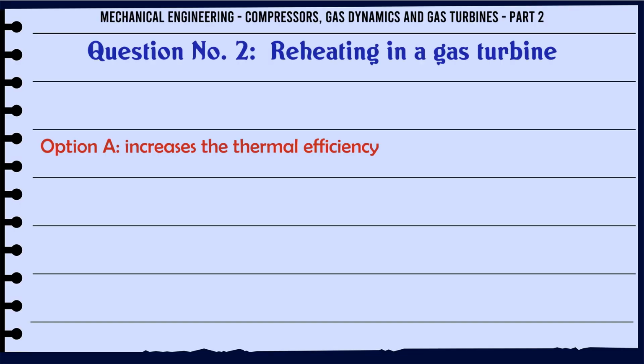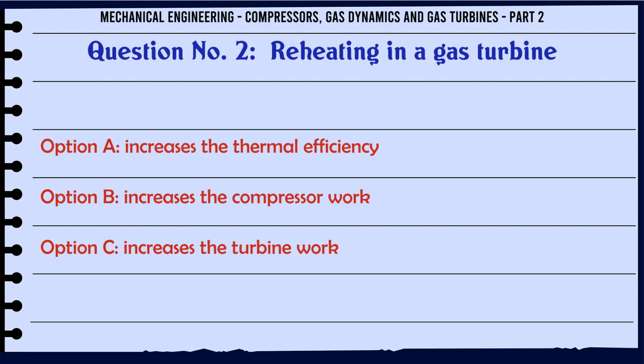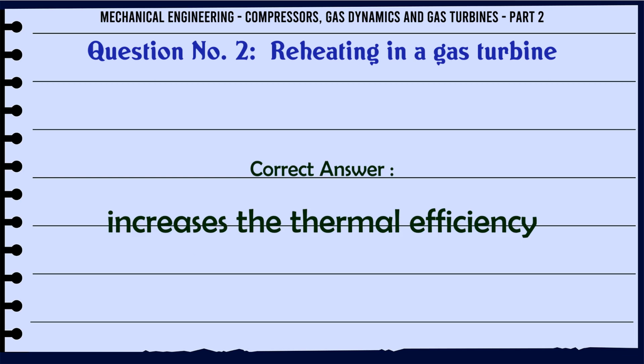Reheating in a gas turbine: A, increases the thermal efficiency. B, increases the compressor work. C, increases the turbine work. D, decreases the thermal efficiency. The correct answer is increases the thermal efficiency.